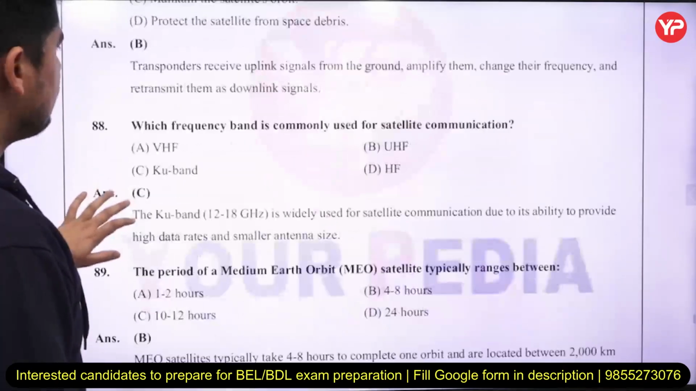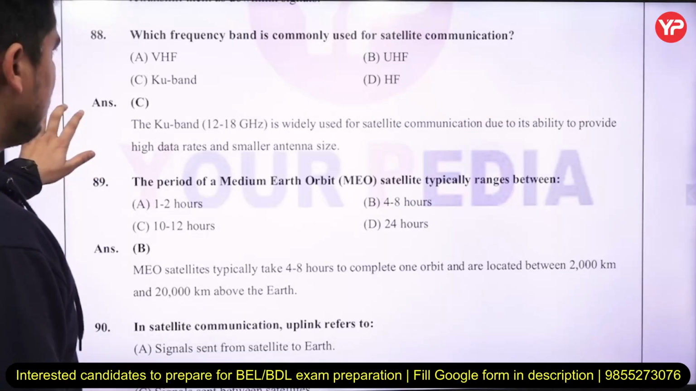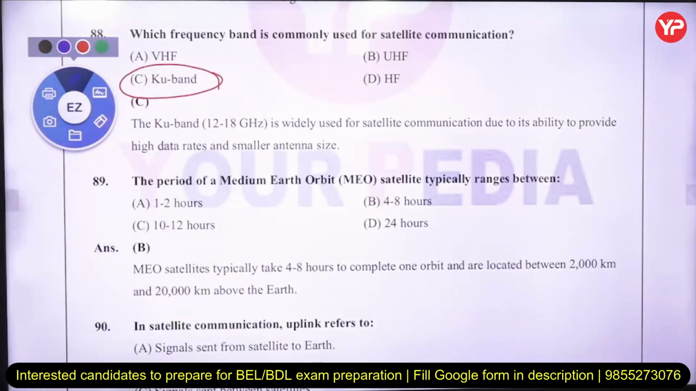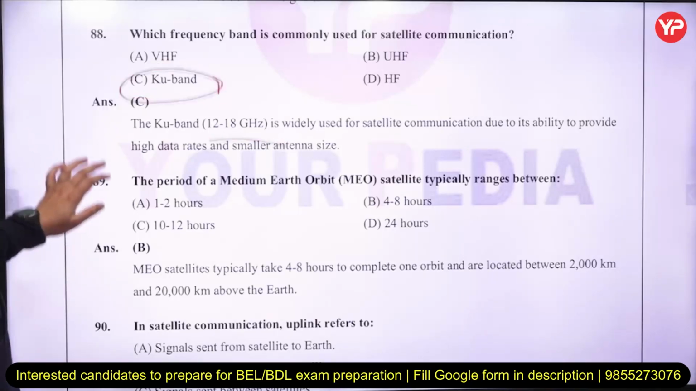Next, which frequency band is commonly used in satellite communication? In satellite communication we can use the Ku band, and its frequency is 12 to 18 gigahertz. So that will be widely used in your satellite communication.